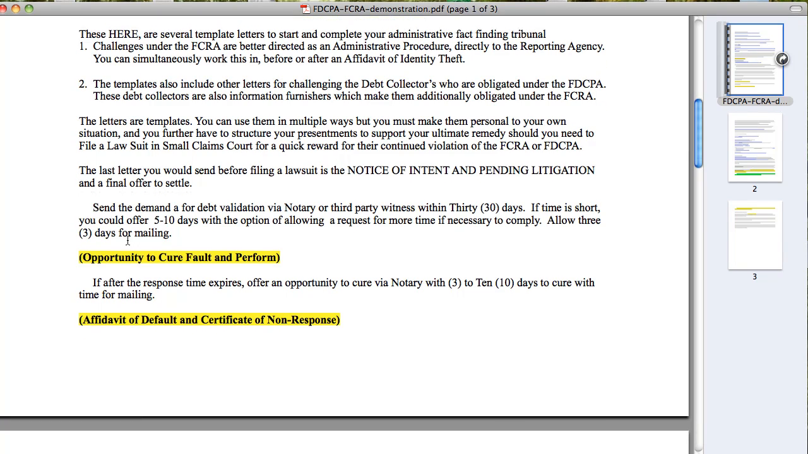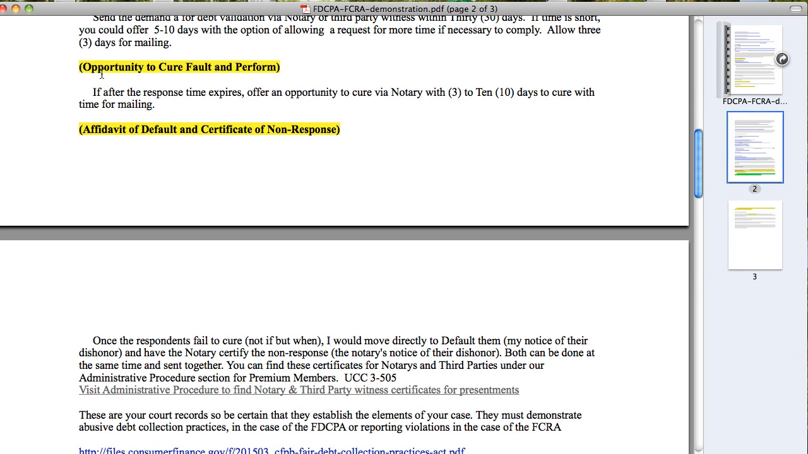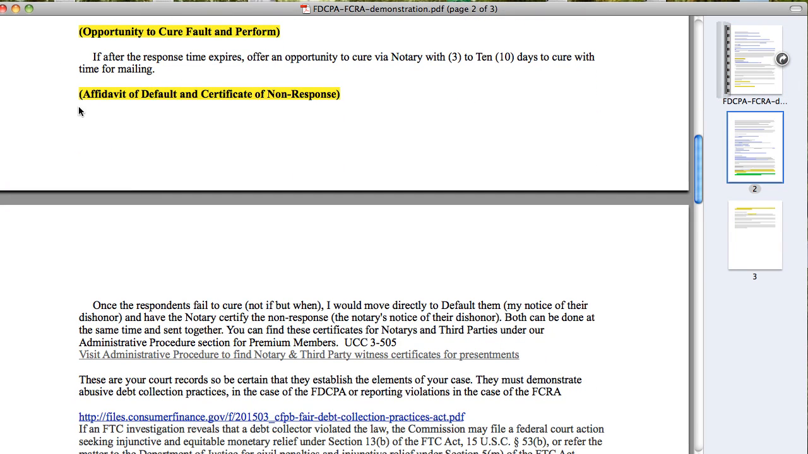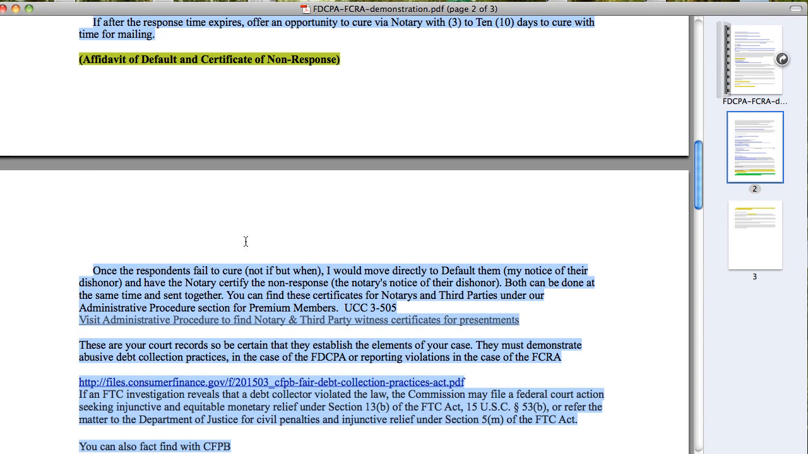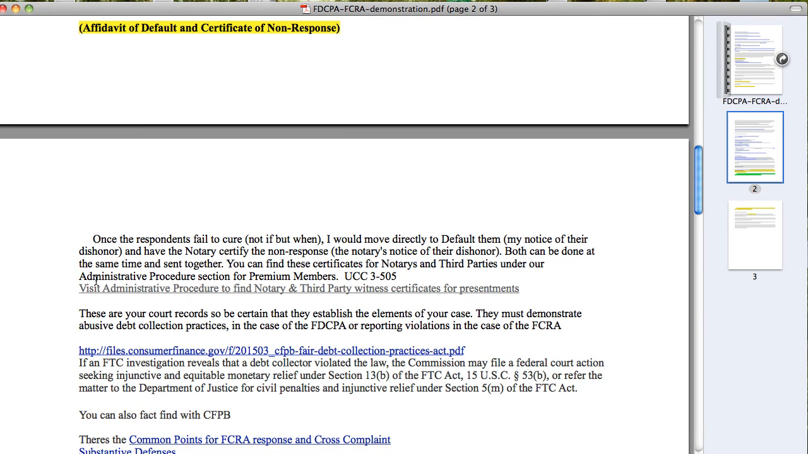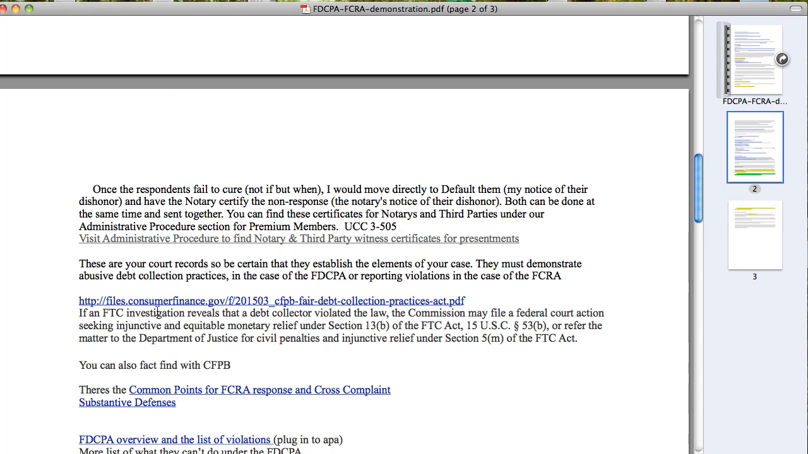Let's see. So here's a little bit of administrative procedure. You can send them the opportunity to cure and the notice of fault and all of those type of things. This goes without saying. You can read over this if you need to understand that. Most of you advanced people understand administrative procedure right now. Here's some more links here.